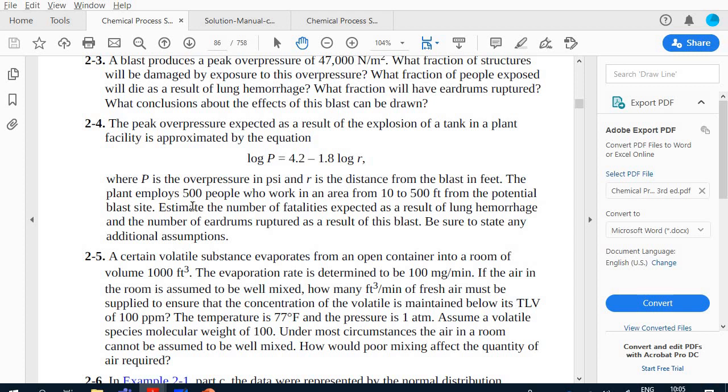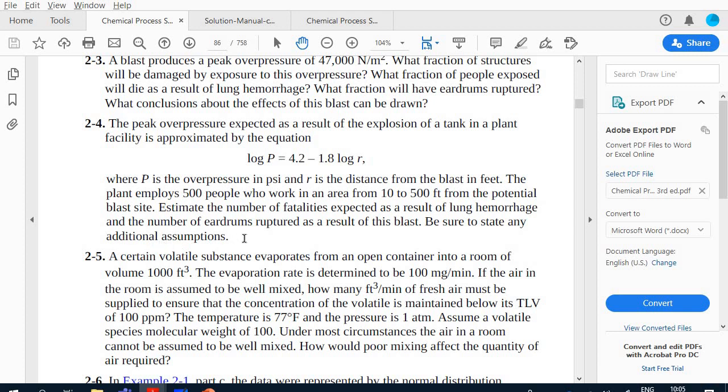Not all of them are sitting in one place. So the people work in an area from 10 feet away from that column, because the column is surrounded by a protection area not to enter, to about 500 feet, which is the limit of the plant where the employees can walk in. For 10 to 500 feet, estimate the number of fatalities expected as a result of lung hemorrhage, and the number of eardrums ruptured, again as a result of this blast. Be sure to state any additional assumptions.